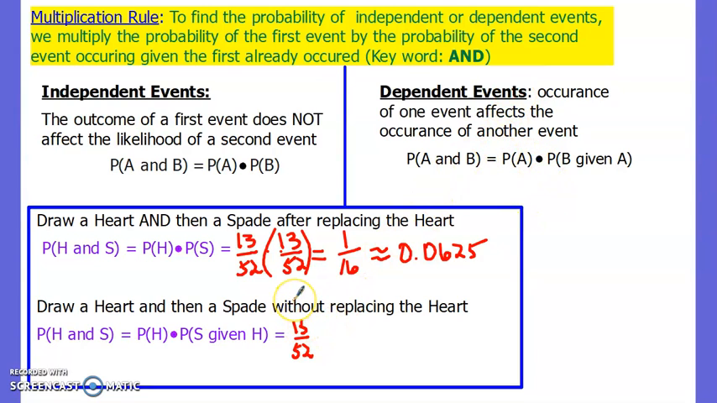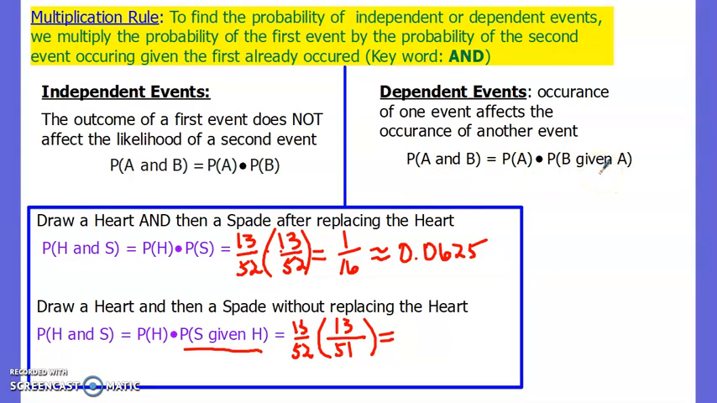So if I've already drawn a heart and I don't put it back, well, now the probability that I draw a spade, there are only 51 cards left in the deck. There's still 13 spades, but over here, the probability of drawing a spade, given that we drew a heart, well, again, there's 13 spades, but only 51 cards. That probability changed depending upon what we did here. So again, we call that a dependent event.